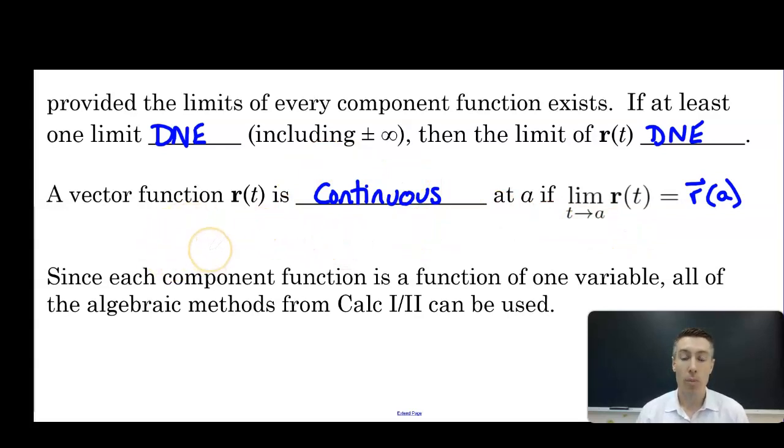And if you see the note below, any of the techniques, so you can factor and simplify, rationalize, use L'Hopital's rule, any memorized limits. All of those techniques that you built in single variable calculus to evaluate a limit will now be important to bring through as we evaluate limits of vector functions.